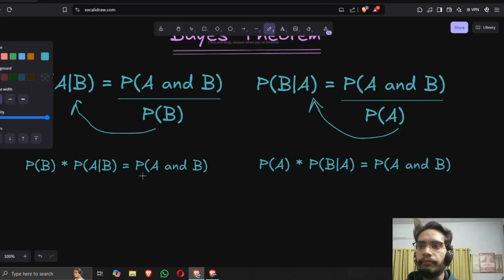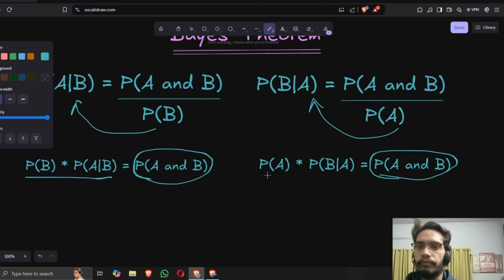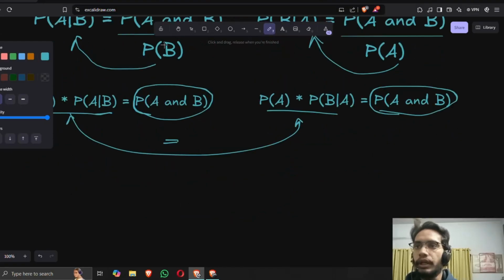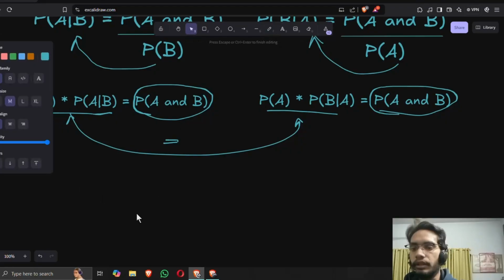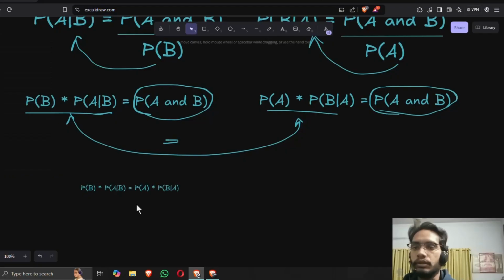Now you can see that P(A and B) here, and also we have P(A and B) here. So these two are equal. If these two are equal, then we can say that these two expressions are also identical and equal with each other. So why not put them in a single equation here? We have probability of B multiplied by probability of A such that B, equals probability of A multiplied by probability of B such that A, right? So this is the thing.